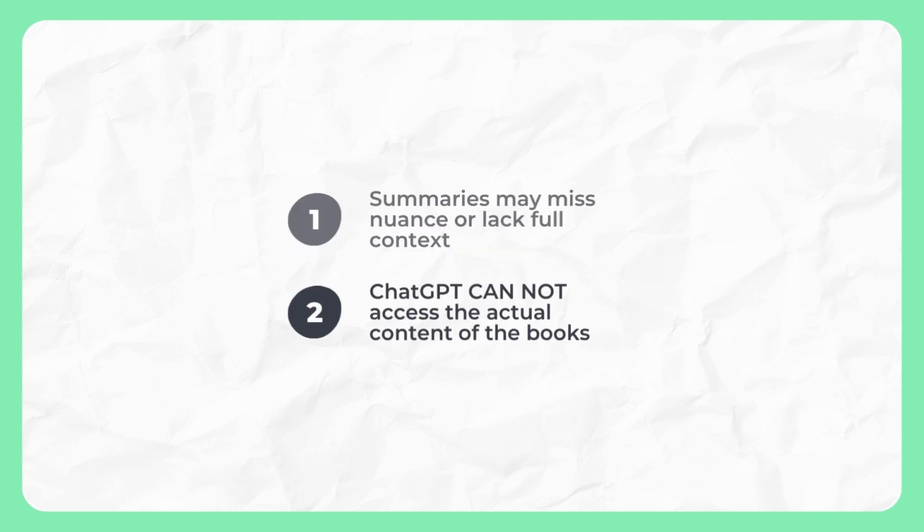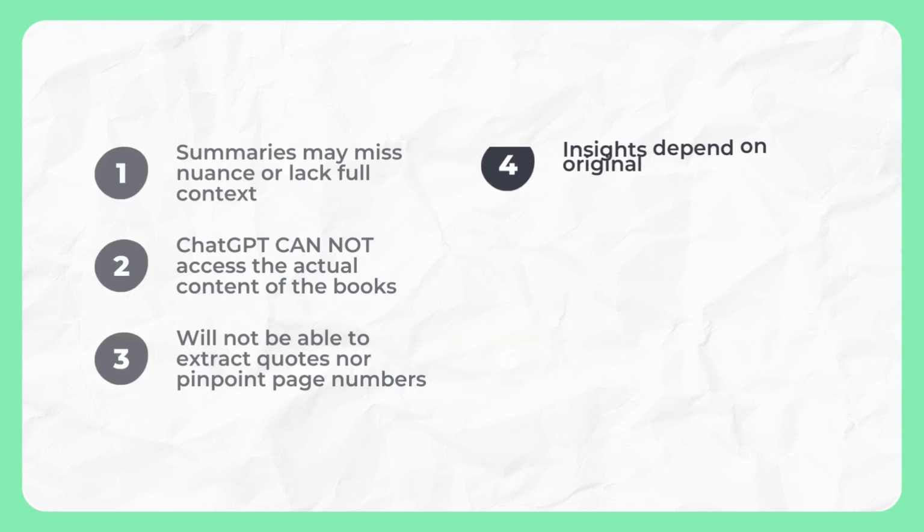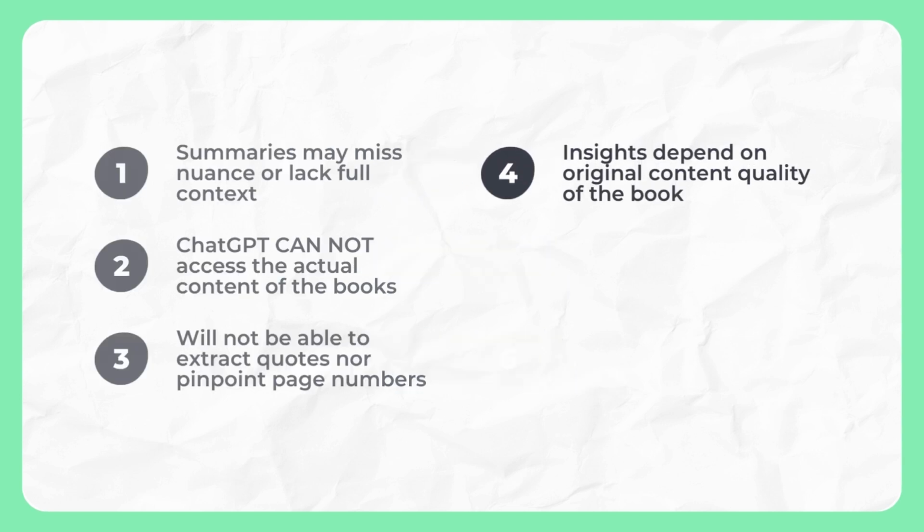Also, ChatGPT cannot access the actual content of the books. It relies on what other people have been saying or the content they have been producing about these books that can be found on the open web. Similarly, ChatGPT will not be able to extract specific quotes nor to pinpoint page numbers in the books. Also, and obviously, the insights that we will get will still heavily depend on the original content quality. AKA, is the original book any good?